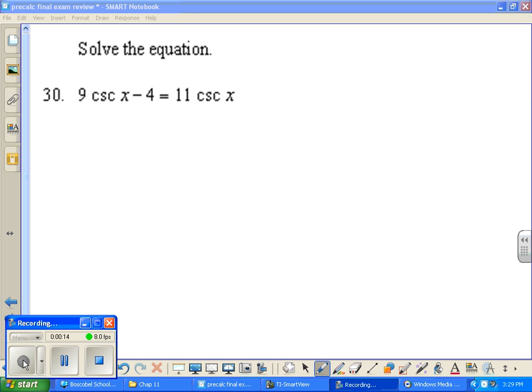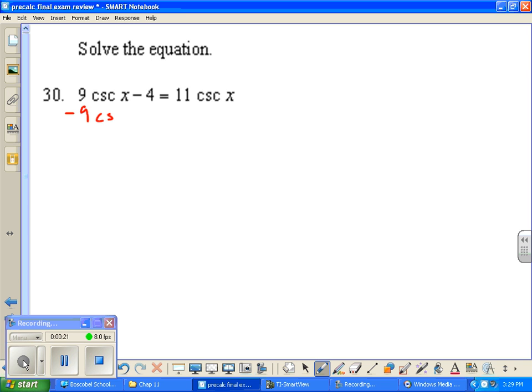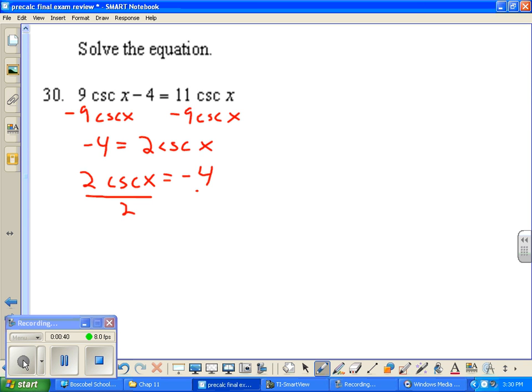So I recognize that I have cosecant x on both sides, so I need to combine those. And I'm a big fan of always moving the smaller coefficient. So I end up with -4 equals 2 cosecant x. Because I like having my variable on the left, I'm just going to go ahead and switch that. So I get 2 cosecant of x is equal to -4. Divide by 2. So I get cosecant of x is equal to -2.